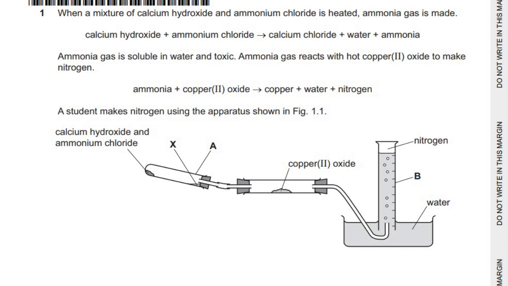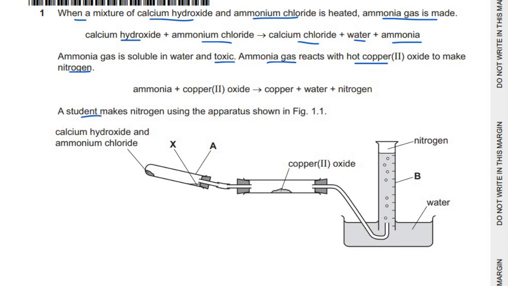So here is question 1 of the question paper 6.2, and it says, when a mixture of calcium hydroxide and ammonium chloride is heated, ammonia gas is made. Okay, and here is the reaction given, where calcium chloride is formed as a salt, water and ammonia on its reaction. And ammonia gas is soluble in water and toxic. It's clearly written ammonia gas is soluble in water and toxic. Ammonia gas reacts with the hot copper 2 oxide to make nitrogen, and here again the reaction is given.